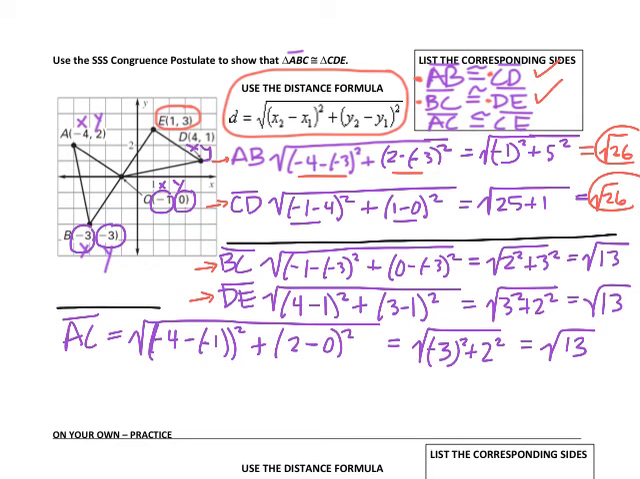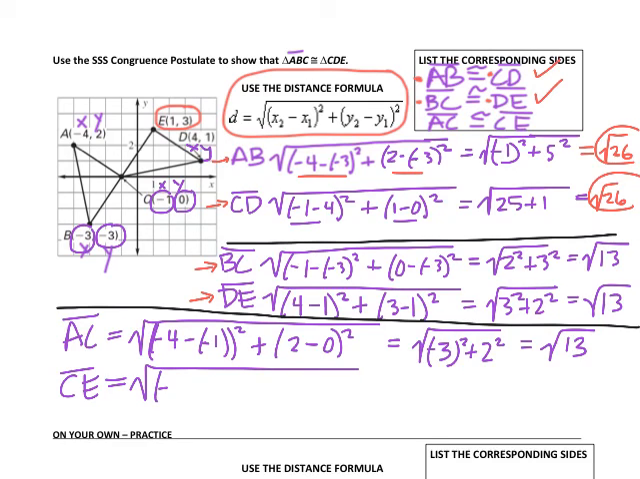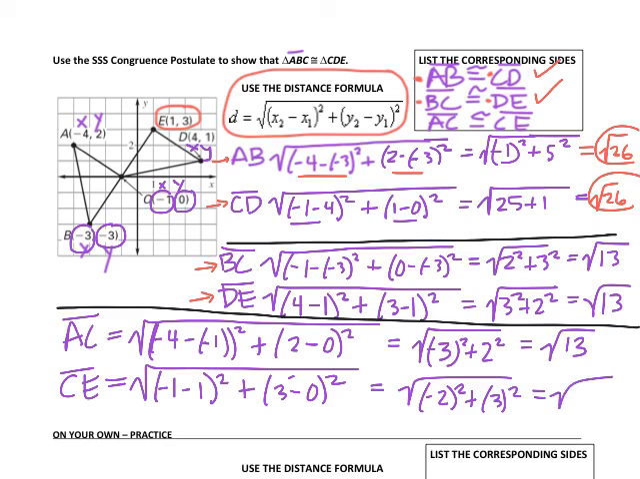Alright, but this is going to be comparing AC to side CE. Okay, so we have to do CE here, and C is -1, E is 1, and then we have 3, whoops, -0, okay, and that's going to be -2 squared and 3 squared. And again, that is the square root of 13, and therefore we can say that AC is congruent to CE.